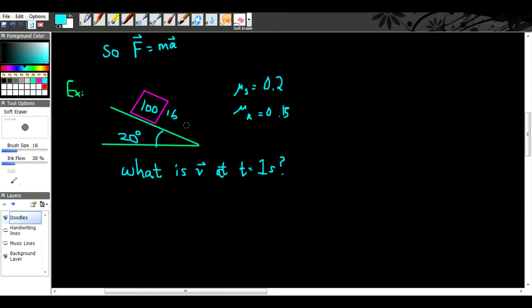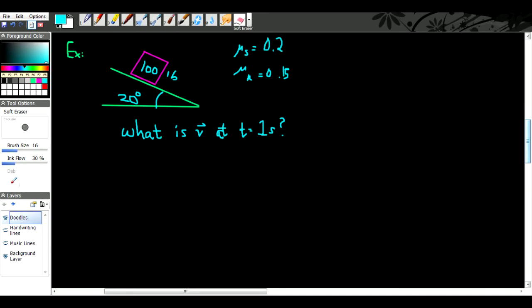So we have this crate, and it's 100 pounds, and the incline is 20 degrees. Our static friction is 0.2, and our kinetic friction is 0.15, so it's less than the static friction. And we want to know what the velocity is at t equals 1 second. So after 1 second, what's the velocity of the block?